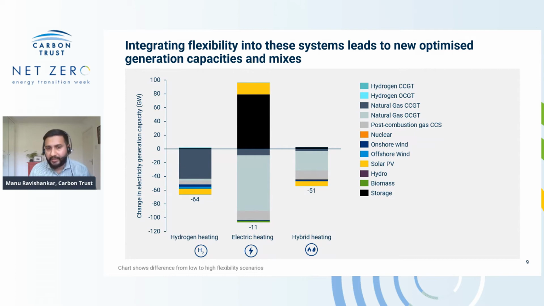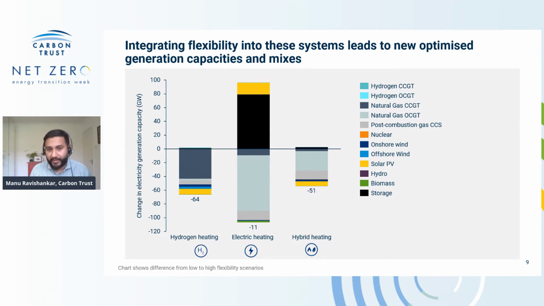So what we're looking at here is really the difference in generation capacities once flexibility is co-developed with the energy system to meet heat decarbonization strategies. What that means is that the model is allowing flexibility to influence what the optimal energy mix is, rather than forcing it into a static energy picture. This is the key importance of whole systems thinking.